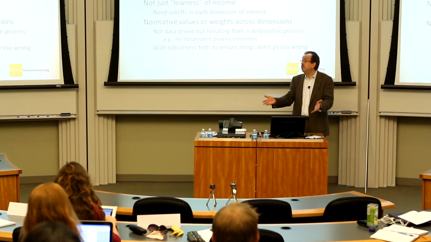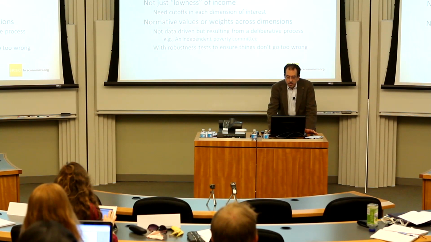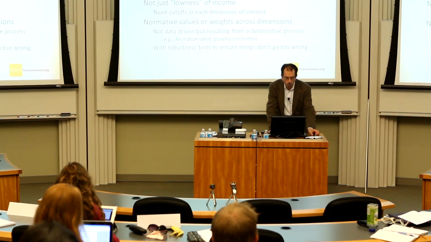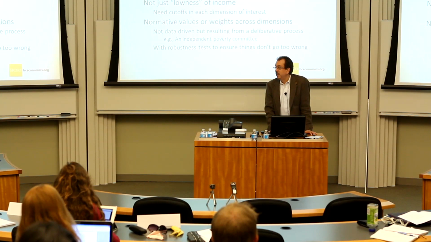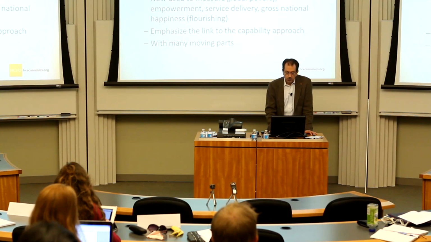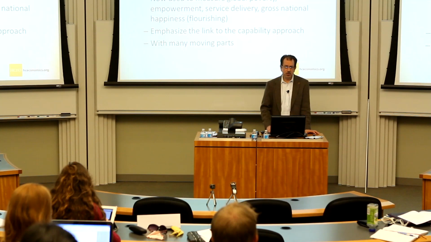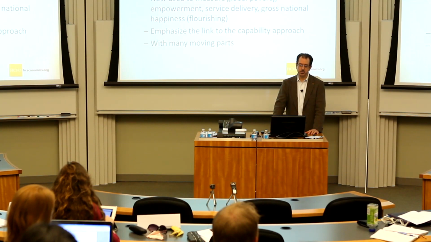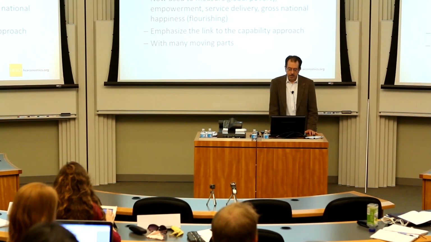It's not just sort of, throw it out like that. Normative values, an independent poverty committee can do this. There are lots of other ways of informing such a committee. And then robustness tests to make sure you didn't do it too stupidly. Make sure the results seem to work, even if you change things around. So we follow the structure of capabilities. We're motivated by it. This is now used to measure global poverty for the UNDP, for empowerment, for service delivery, gross national happiness. The index is built on the same structure, the one in Bhutan. And we, of course, are emphasizing the link with the capability approach.